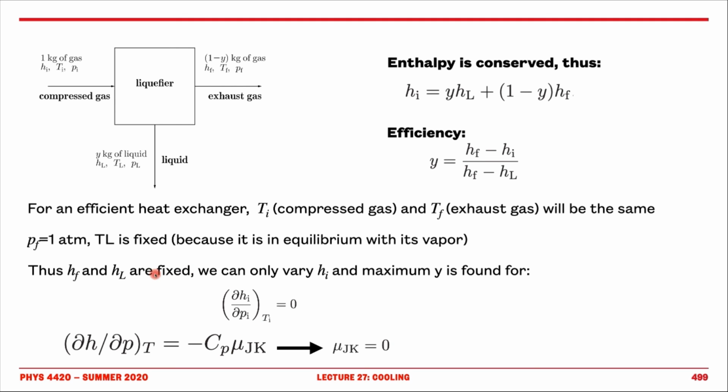we find that this particular optimization constraint leads to the Joule-Kelvin coefficient being equal to 0. This is the inversion curve. Remember, the inversion curve is where mu was changing sign, so the inversion curve is the place where the efficiency of this liquefier is optimal. This is how we would like to use such a device.